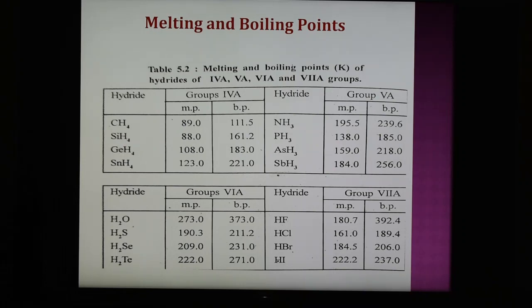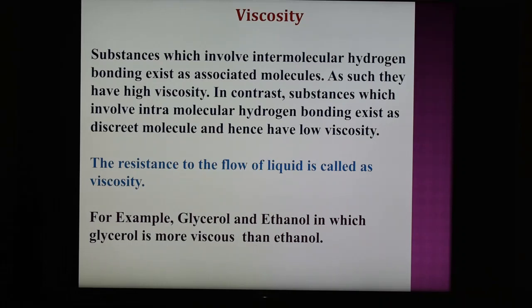Now the next property is viscosity. We can define viscosity as the resistance to the flow of a liquid, and hydrogen bonding also affects the property of viscosity. Substances which involve intermolecular hydrogen bonding exist as associated molecules, and therefore they have high viscosity. In contrast, substances which involve intramolecular hydrogen bonding exist as discrete molecules and hence have low viscosity.